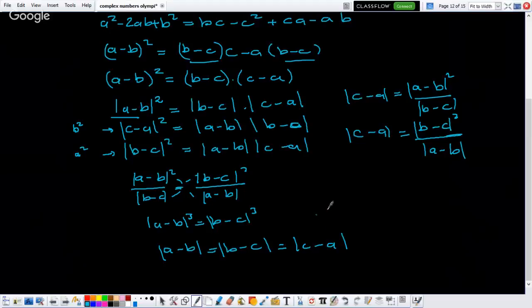Why is this important for us? Because if a is not equal to b, there are two cases here. A is equal to b, so a minus b is equal to 0. It will be like this. Or if a is not equal to b, it means that these are distances, they are equal to each other.